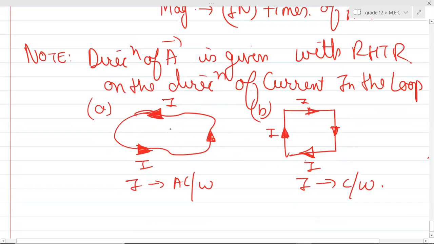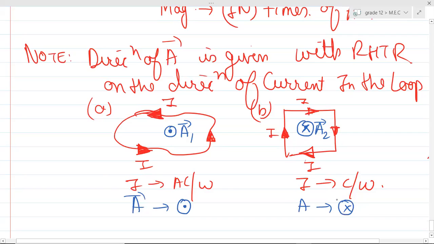So the first one is out of the plane, and in the second case it will be into the plane. Yes or no, guys? The area vector is out of the plane in the first case and into the plane in the second. Is this clear? Yes, sir.